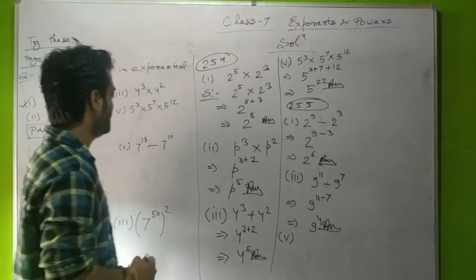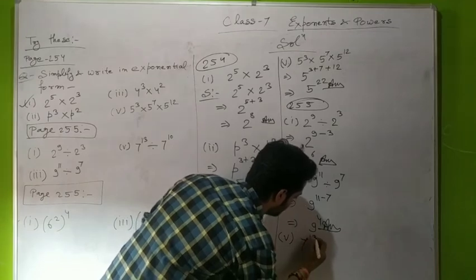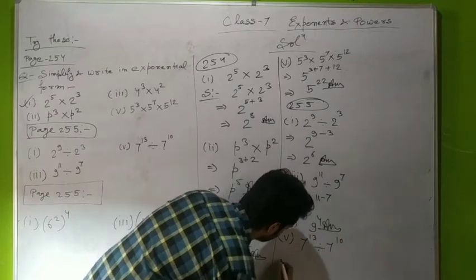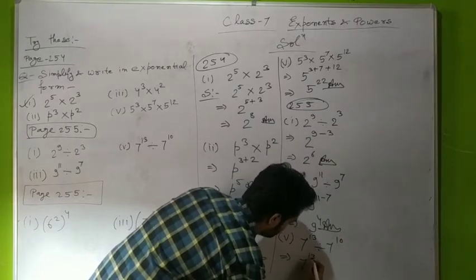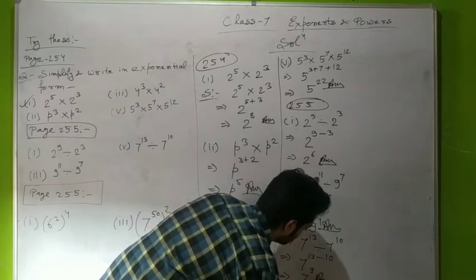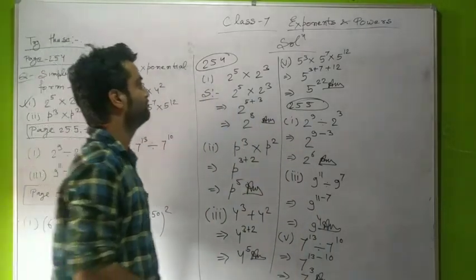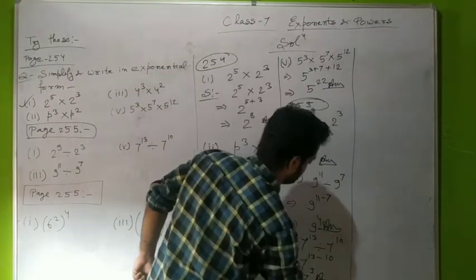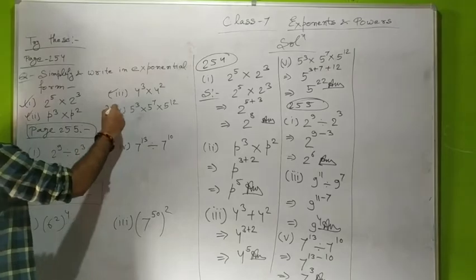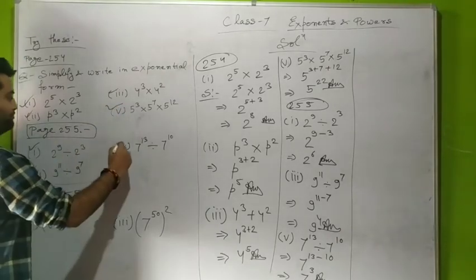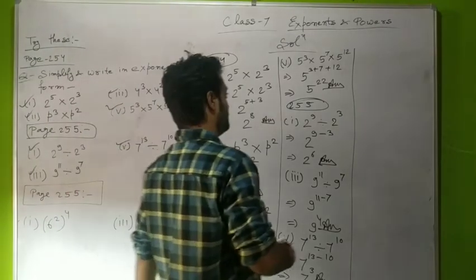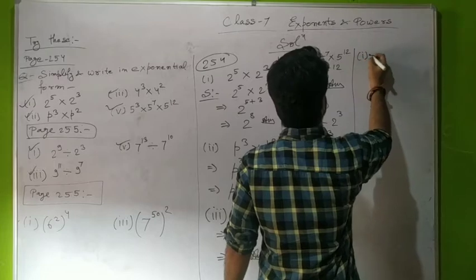Fifth question is 7 raised to the power 13 divided by 7 raised to the power 10. So this will be equal to 7 raised to the power 13 minus 10, that is 7 raised to the power 3. This is our answer. Hope you have understood all these questions. Now let's move on to the same page 255. There is a box in the bottom of the page also.